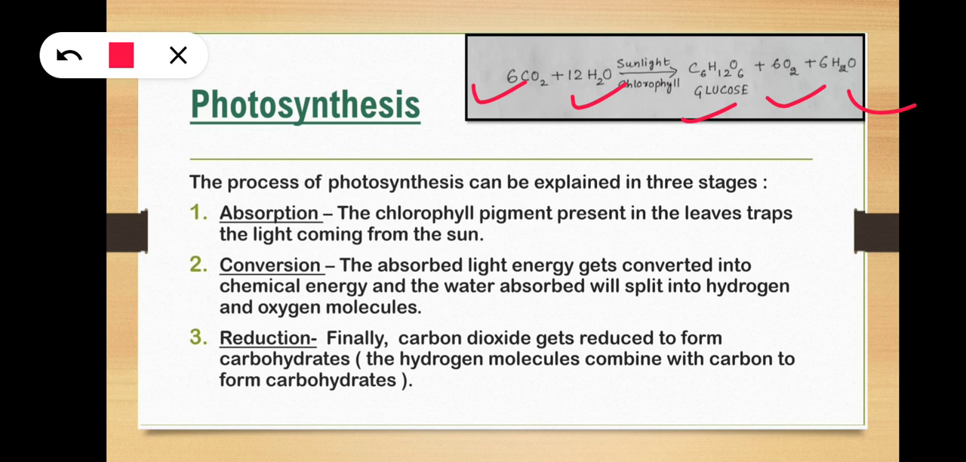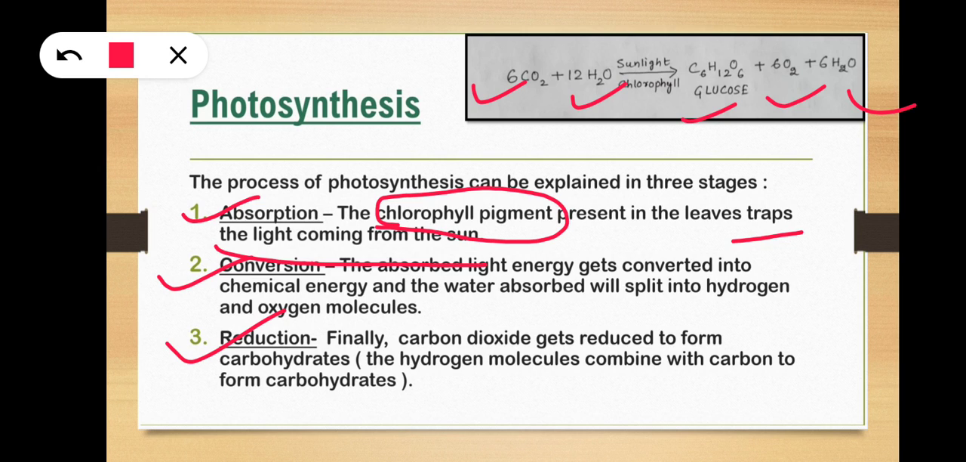The process of photosynthesis can be explained in three stages. What are the three stages? Absorption, conversion, and reduction. Why is the first stage called absorption? Because here the pigment chlorophyll, which is present in the leaves of the plants, traps or absorbs the light coming from the sun. That means they absorb the sun rays. So that's why this stage is called the absorption stage.